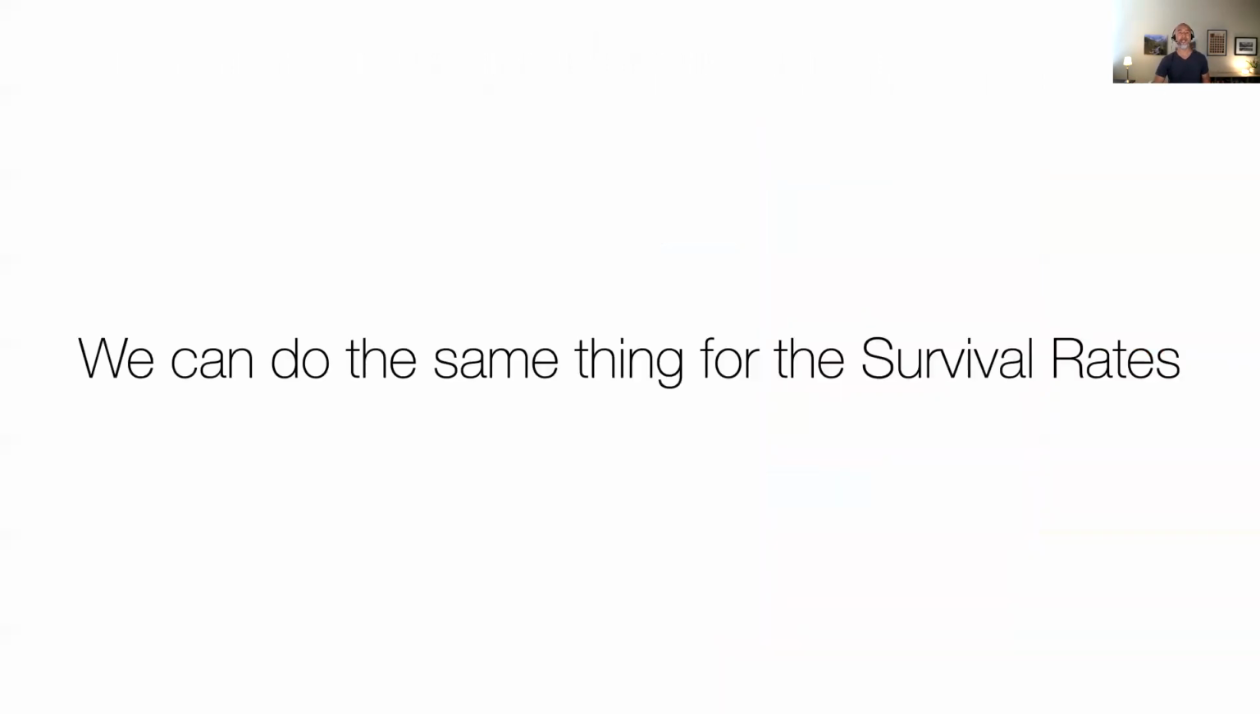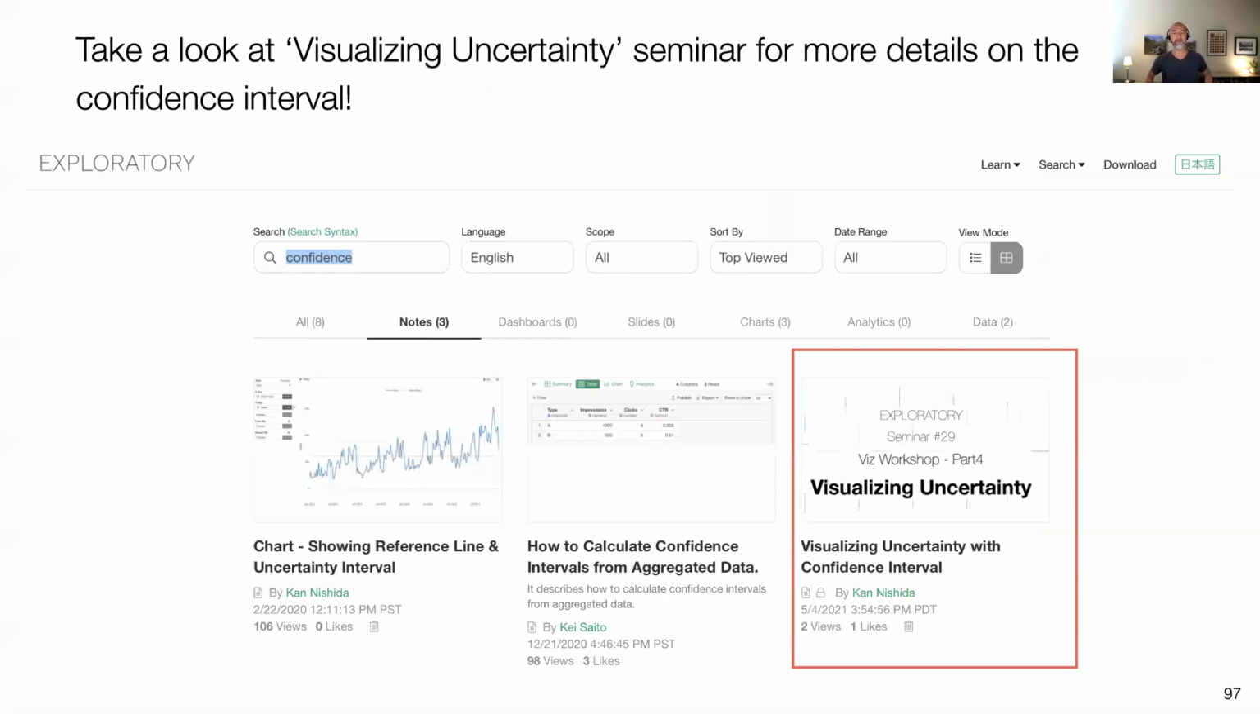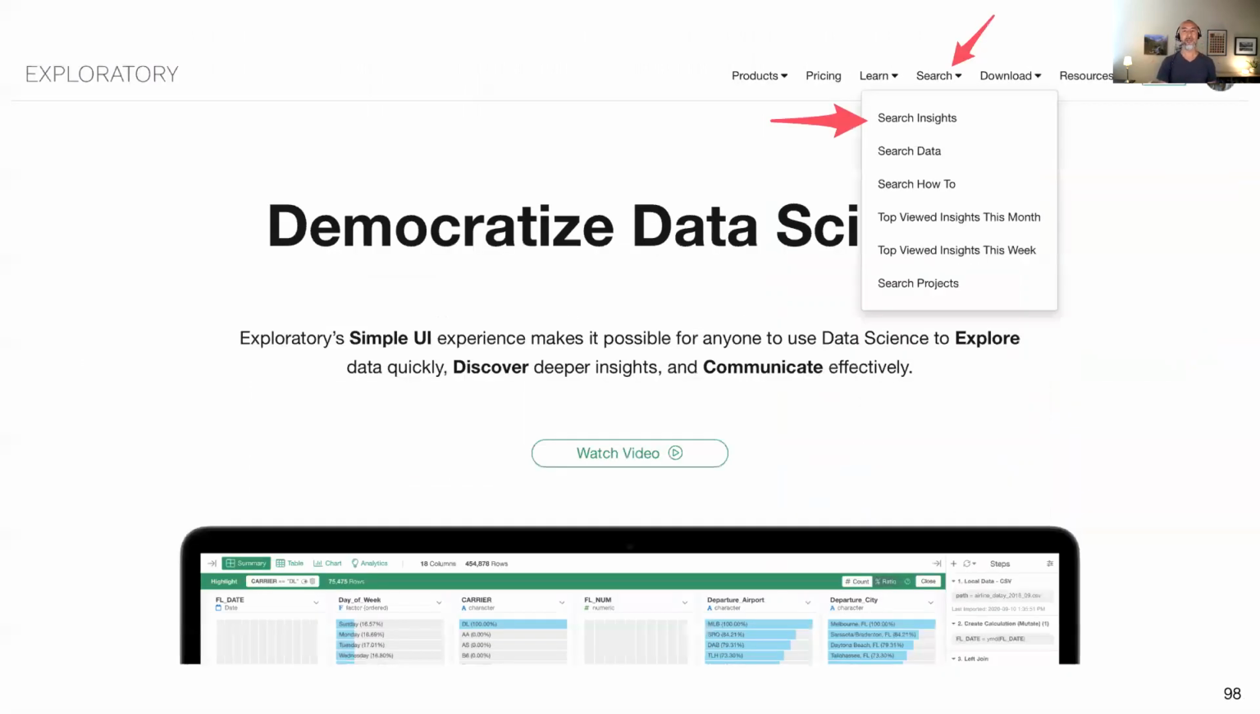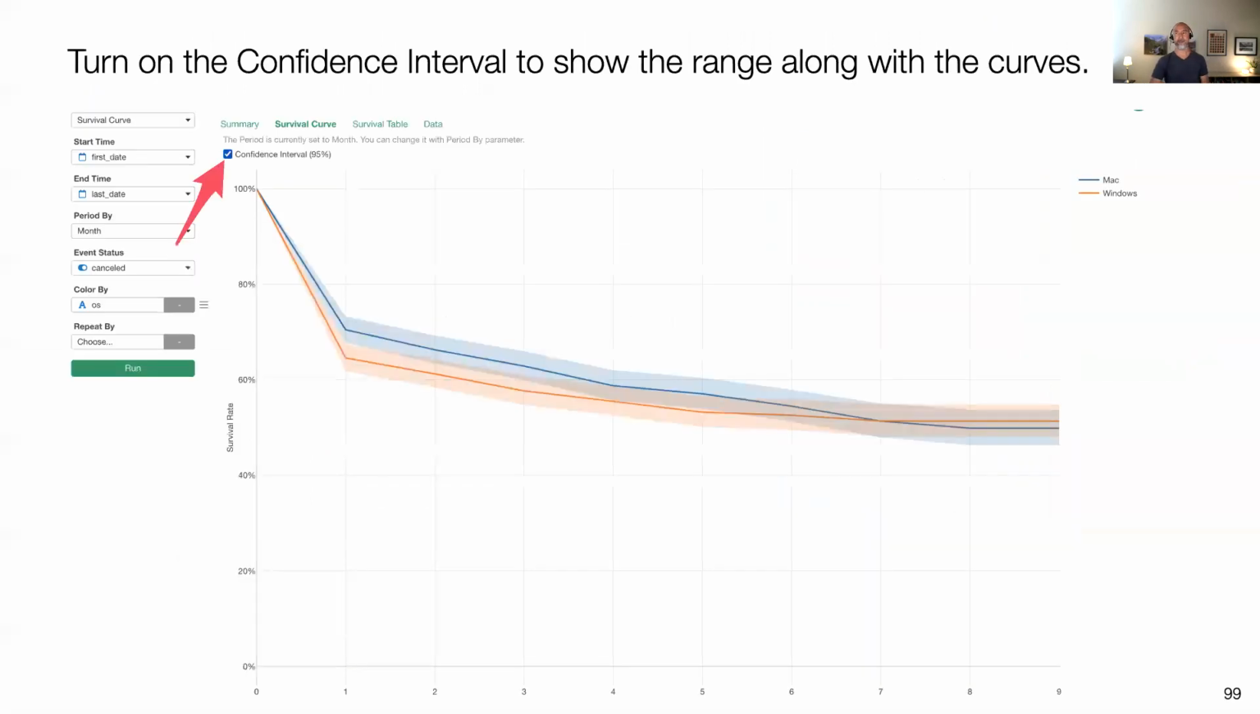We can do the same thing for the survival rates. If you still feel confused, I'm sure you might be; I'm not sure I have explained it really well. I have done a seminar in the past called "Visualizing Uncertainty" using error bars, so you might want to take a look at it. You can go to our search insights and type confidence or error bar or something like that. Then you will get access to that seminar.